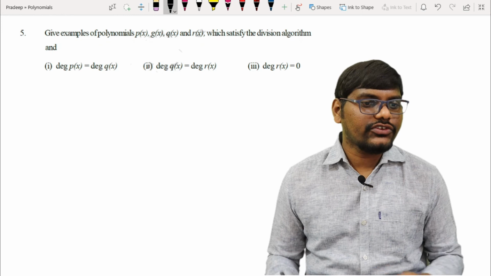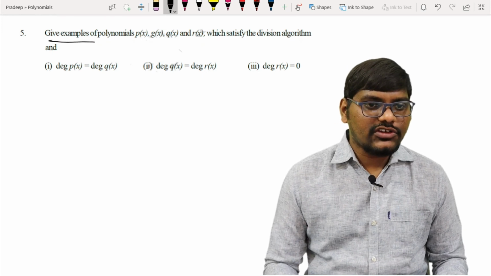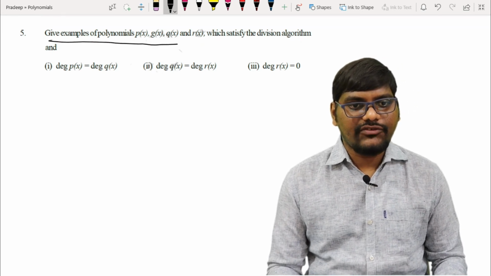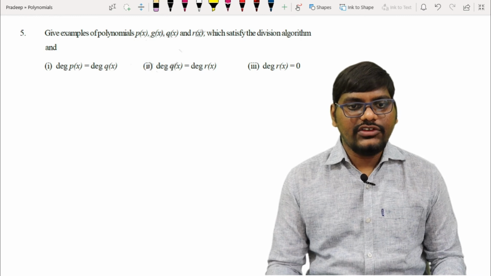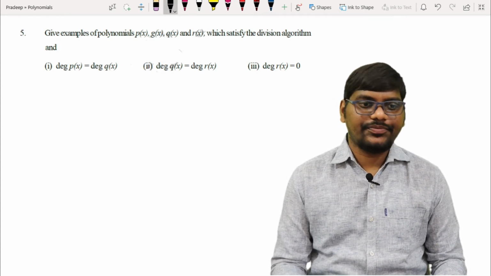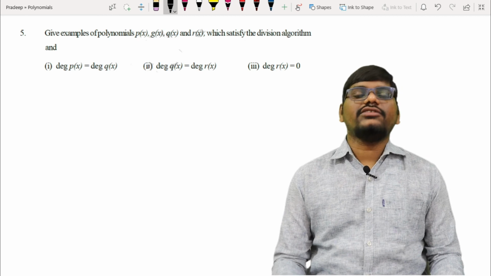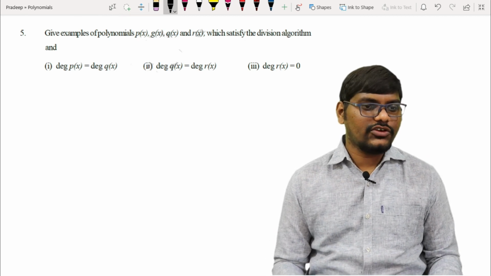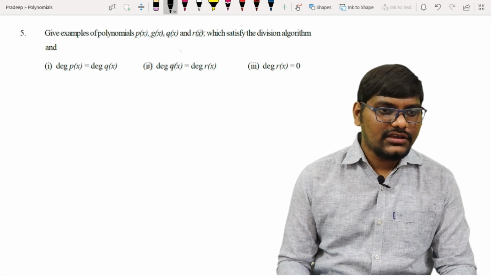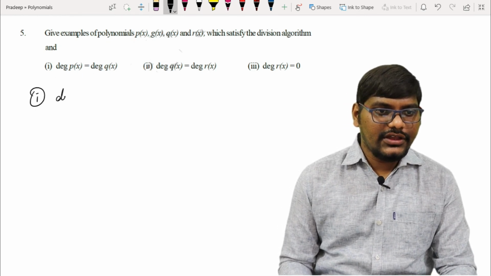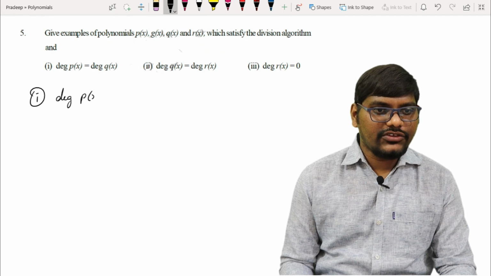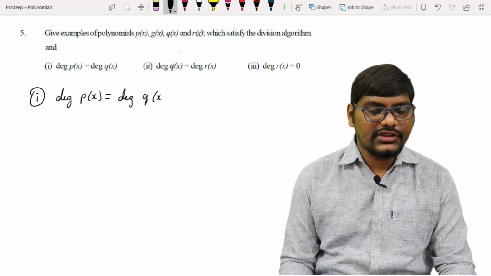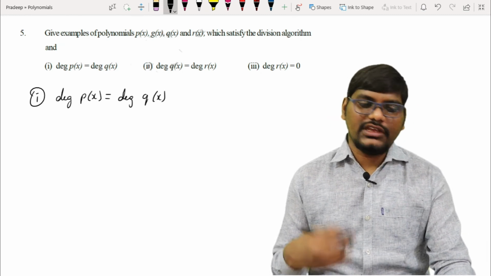So let's go for the fifth question. Give examples of polynomials p of x, g of x, q of x, r of x which satisfy the division algorithm. Okay, so they're just asking us to give certain examples for the below given three questions. Okay, we'll just take the first one. So I'll write here degree of p of x should be equal to degree of q of x. That is what they give.